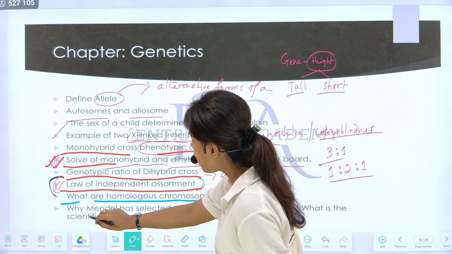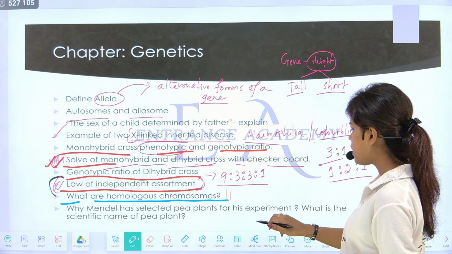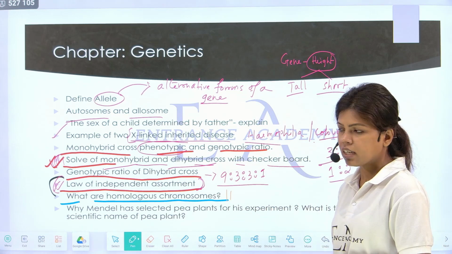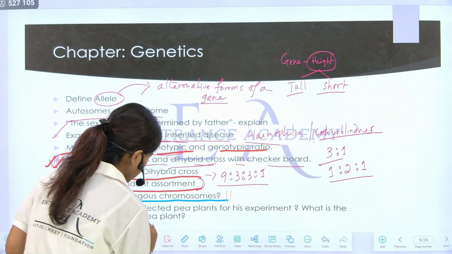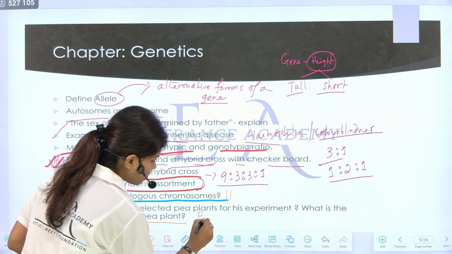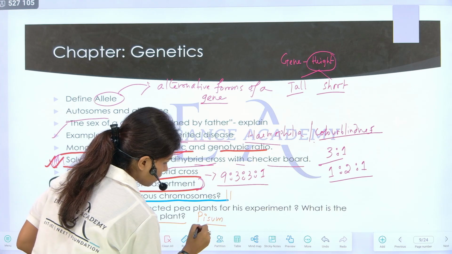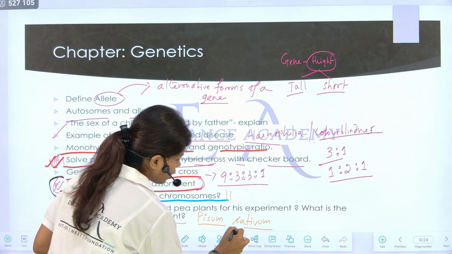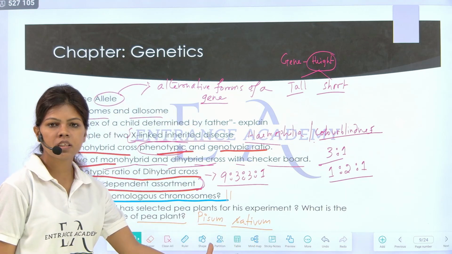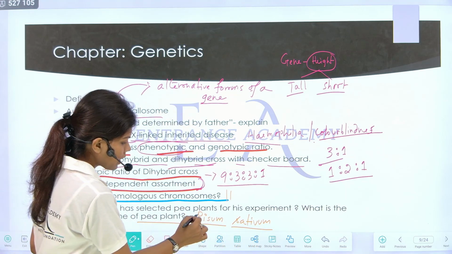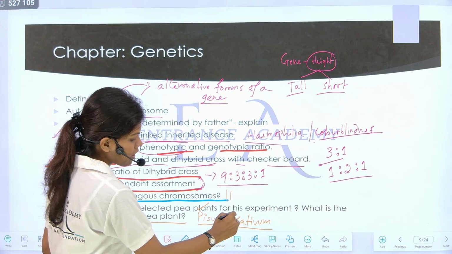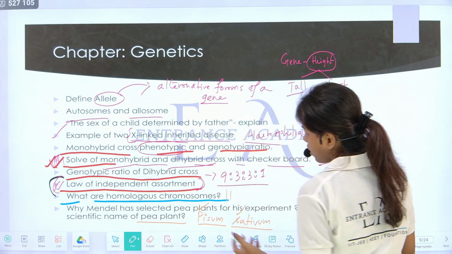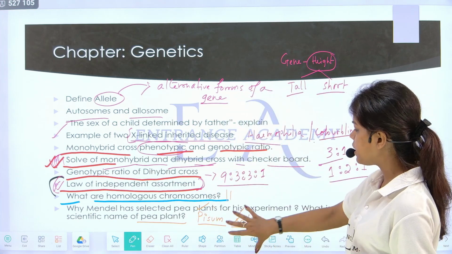Next, why did Mendel select the pea plant for his experiment, and what is the scientific name of the pea plant? The scientific name of the pea plant is Pisum sativum. Whenever you write a scientific name, make sure it is underlined individually. The first letter of the genus should always be capital, and the first letter of the species should always be small. Otherwise, you will not get marks.